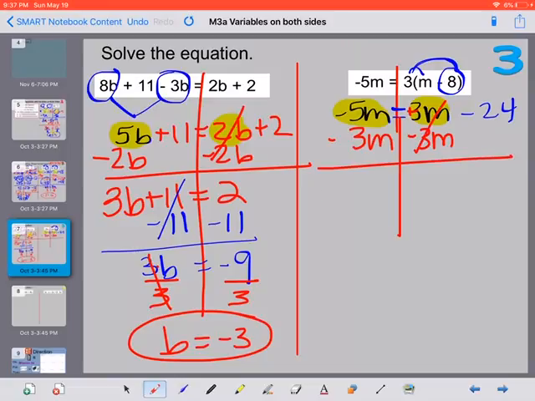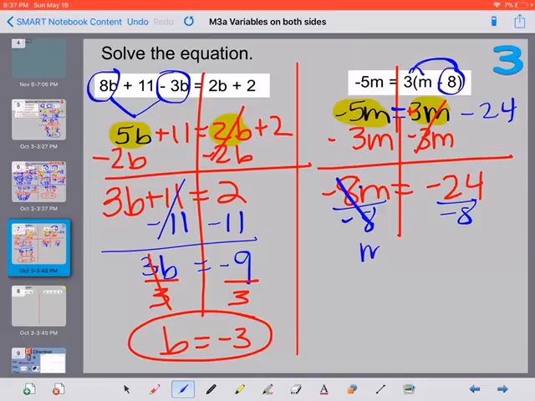These are all negatives, so we now have negative 8m equal to negative 24. And then the opposite of multiplying is divide by negative 8. So we have m equal to 2 negatives make a positive 3.